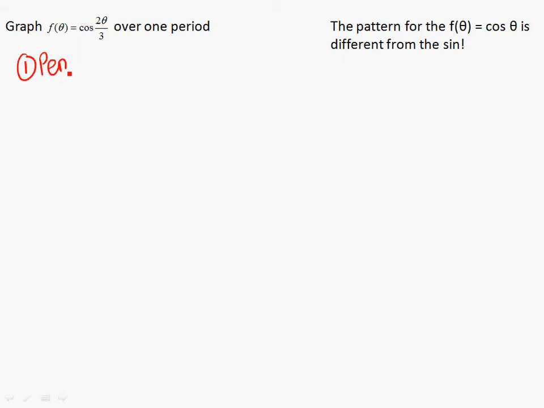The first thing we do is find our period. And the period for the cosine is also 2 pi. Okay, here is the part where it gets a little bit different. And that would be, this is not just 1 theta, right? This is 2 over 3 times theta. Can I write it that way? Yes? 2 theta over 3 can be 2 over 3 times theta.